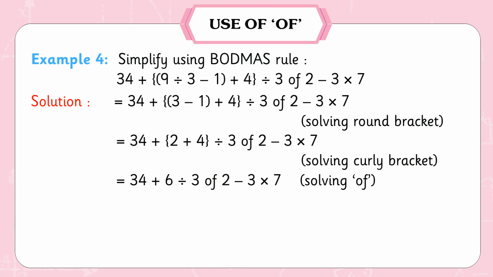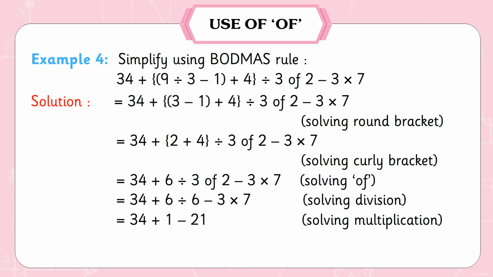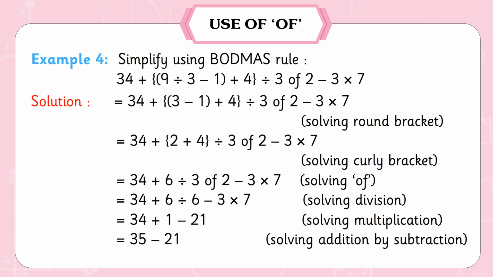Solving the curly bracket, 34 + 6 ÷ 3 of 2 − 3 × 7. Solving of, 34 + 6 ÷ 6 − 3 × 7. Solving division, 34 + 1 − 21. Solving multiplication, 35 − 21. Solving addition and subtraction, 14. Answer: 14.